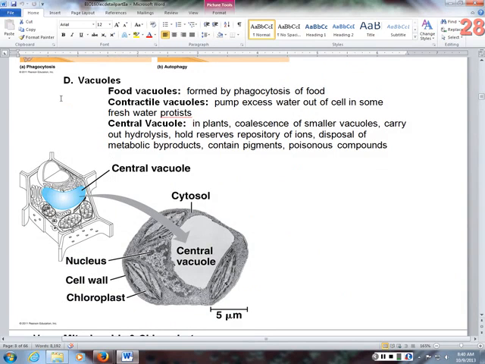You'll see this in some of the freshwater protists. When you have a cell living in fresh water, it's more concentrated inside the cell than it is outside the cell. There's more solids inside the cell. Water is naturally going to want to come in to try and dilute the inside of the cell. But if that keeps happening, it's going to explode. This is how they prevent themselves from exploding.